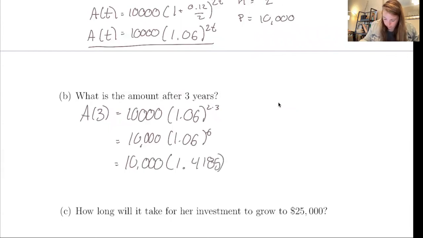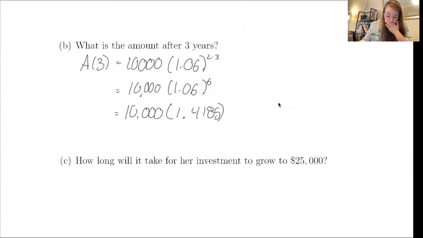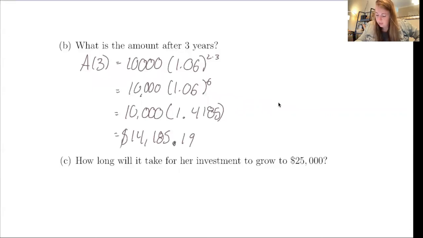That's 1.4185. I usually do 4 decimals that aren't zeros. Times 10,000 will give us 14,185.19. We put a dollar sign up front if we wanted to. All right, that's a decimal, not a comma. Okay, cool. So that's how much is going to be after 3 years.